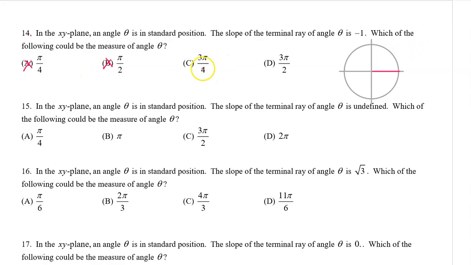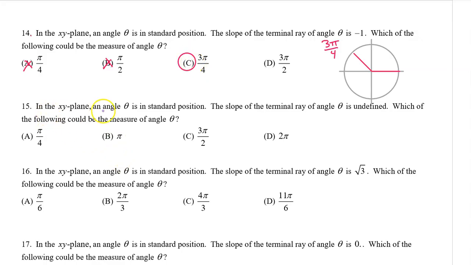In what quadrant is 3 pi over 4? We know that pi is right here. So we can think of pi as 4 pi over 4. Therefore, 3 pi over 4 is pi over 4 less than this. 3 pi over 4 ends right in the middle of the second quadrant. Notice that the slope of the terminal side is -1. So the answer is C.